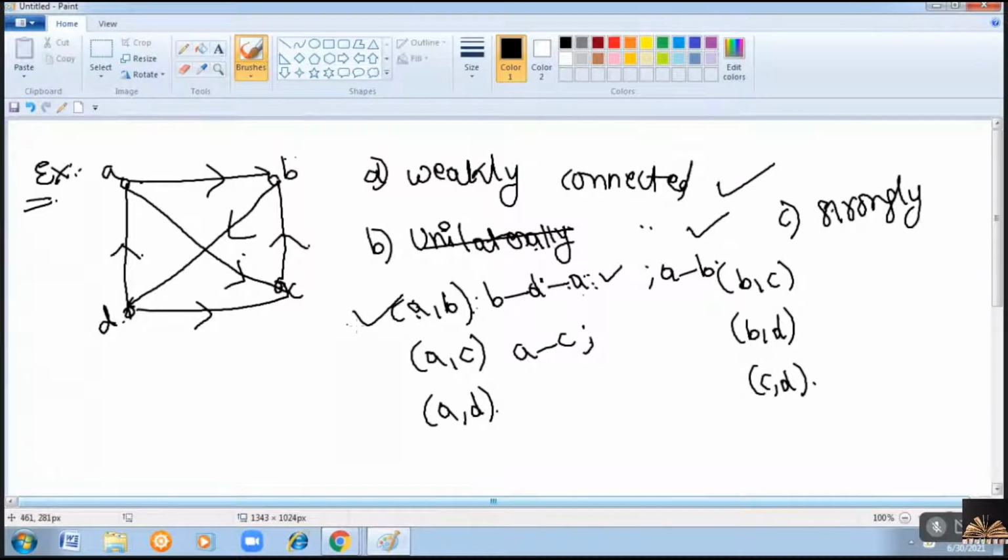Let us see, can I reach A from C? Can I reach A from C? Yes, you can reach: C to B, B to D, D to A. Now for A and D, there is an edge from D to A. So A is reachable from D. From A, can I reach D? Yes. A to B, B to D.